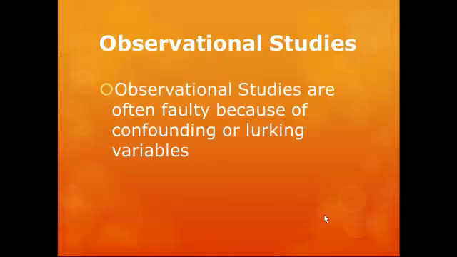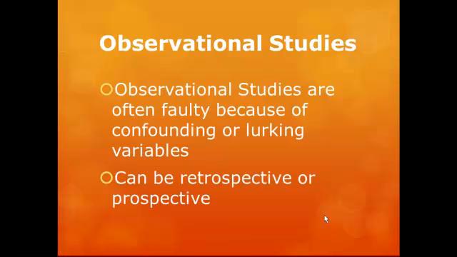One of the problems with observational studies is that they can be faulty. They can have confounding or lurking variables. Confounding variables we're going to talk about in a few slides, where we can't separate the effects of two variables. Lurking is sometimes something you didn't think about. You observe, you get some information, and you're like, oh, okay, so these two things are related. No, not really. There was something else that you didn't think about. So those are some of the problems that we can have.